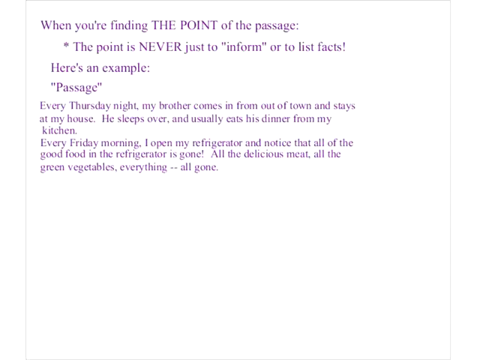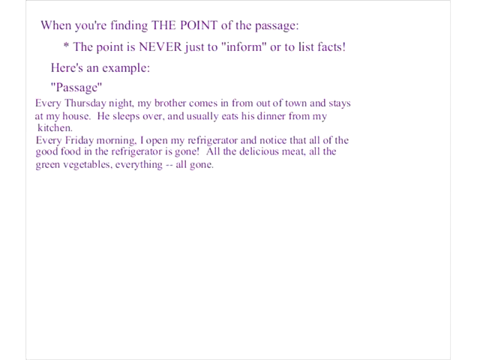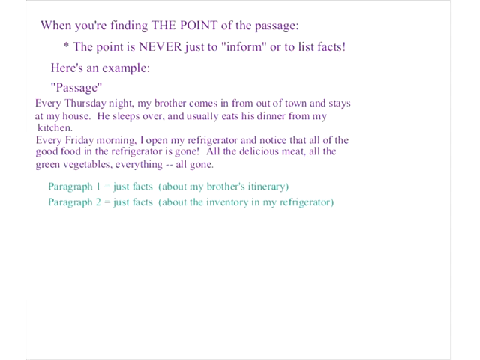And because this is a real life example, it's really, really obvious. Okay, for example, paragraph 1 is basically just facts. And so is paragraph 2. It's just facts about my brother's schedule, his itinerary or whatever. And then paragraph 2 is just facts, in this case about the inventory in my refrigerator. But the point is not just to list these facts. And I mean, this isn't really anything that I can give you a rule that you can follow. It's just something that you have to think about. You have to look at this and be like, why is this here?